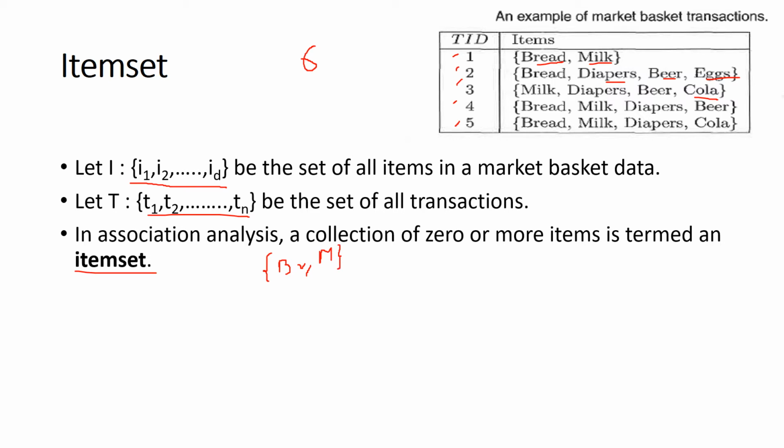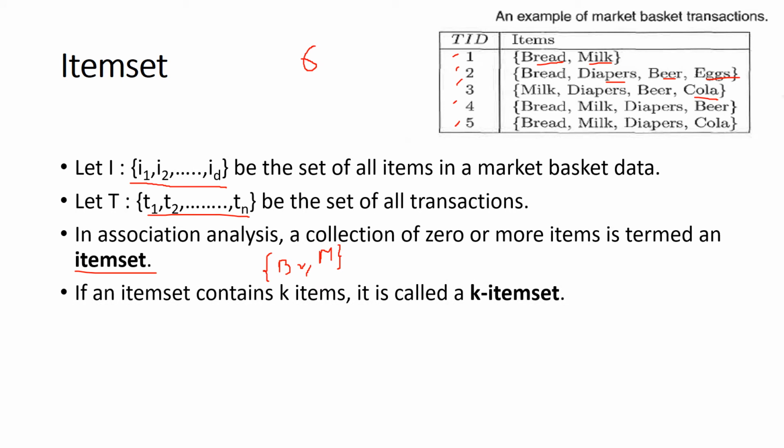Now we define the next term, which is k item set. If an item set contains k items, then it is called a k item set. So the item set which contains bread and milk is called a 2 item set because it has 2 items in the set. So therefore it is called a 2 item set.